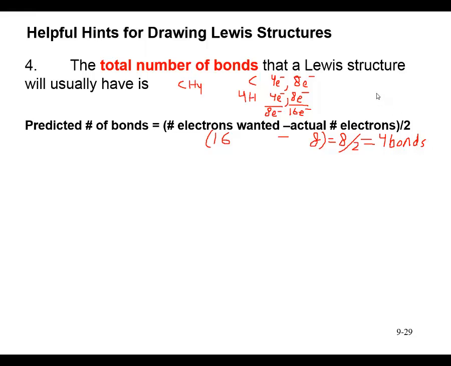Now, if I look at the Lewis structure for methane, we have carbon in the center, and we have one hydrogen bonded with a single bond. We have a second hydrogen bonded with a single bond. We have a third hydrogen bonded with a single bond, and we have a fourth hydrogen bonded with a single bond. So we have four single bonds, just as we made with our brief prediction.